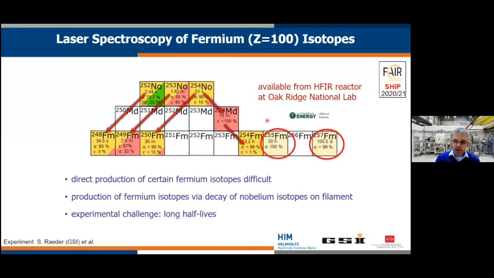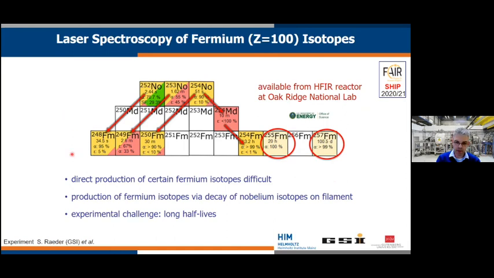And there are long-lived fermium isotopes that, 20 hours or 100 days. So 100 days is comparably long. 20 hours is already a little hard, but both can be produced at Oak Ridge National Lab in the high flux reactor, but only on a picogram level, which can be on the order of 10 to the 6 to 10 to the 7 atoms, but this is still sufficient to perform laser spectroscopy. So I will just show you what we have done in this case.